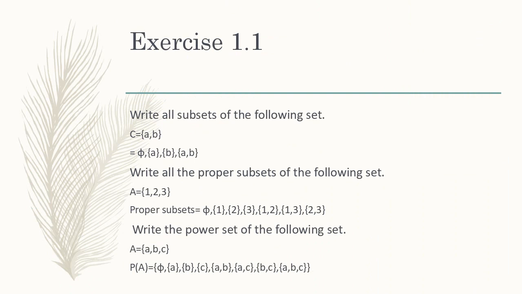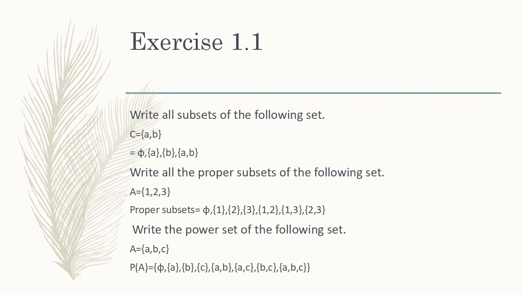Next, write all the proper subsets of the following set. A is equal to {1, 2, 3, 4}. The proper subsets are: the empty set, {1}, {2}, {3}, and {1, 2}, {1, 3}, and {2, 3}. Write the power set of the following set. A is equal to {A, B, C}. P(A) equals curly bracket start, the empty set.